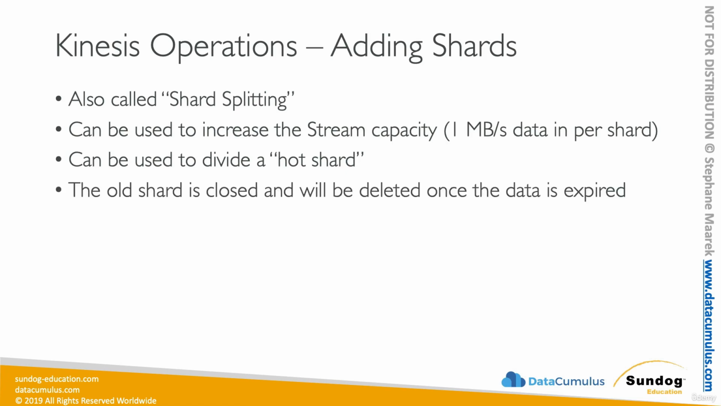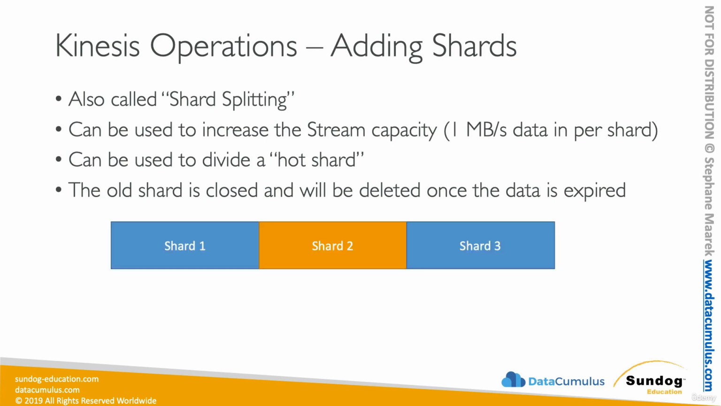So what happens when you split a shard? Well, the old shard is closed and will be deleted once the data in it is expired. So let's have a look at the diagram because I think it'll make a lot more sense. So we have shards 1, 2, and 3 in this example, and they occupy the same space. Now shard 2 is very hot, and we want to split it to increase throughput on the key space of shard 2.